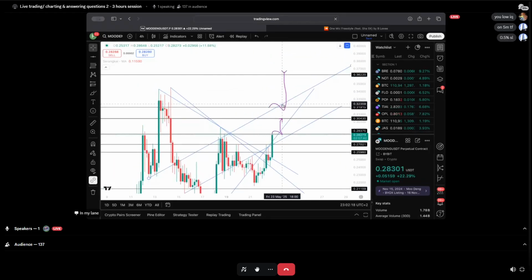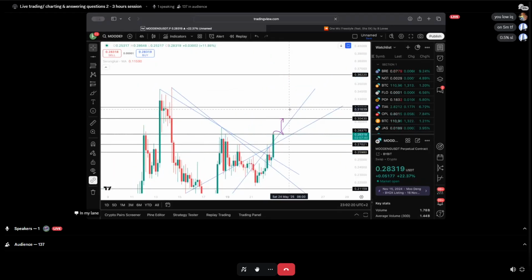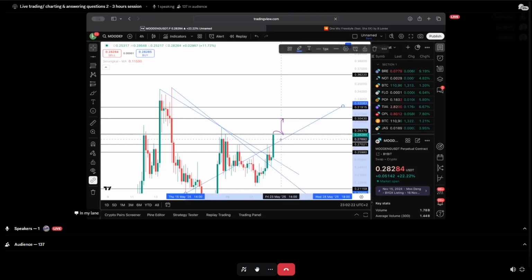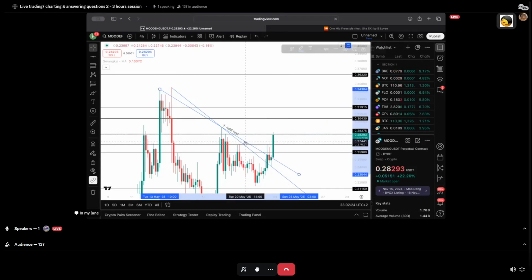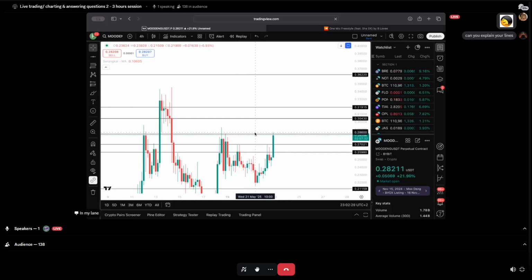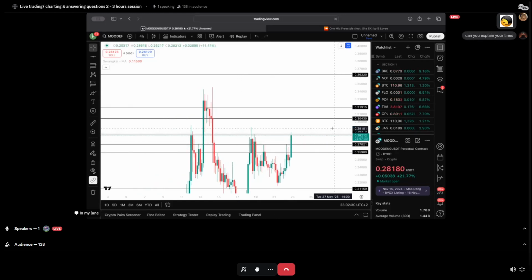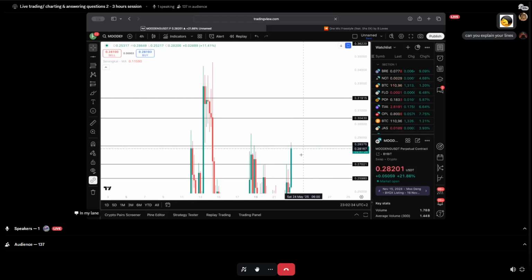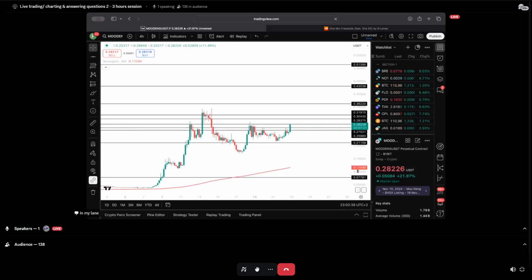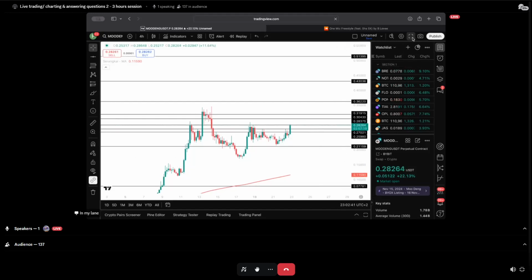But those are my levels. I'll just give them to you. You do whatever you want. I'm just telling you how to do it. The coin already broke out, but the key level is here. Okay? The key level is here. We haven't broken it. So just always wait for the 4H close.